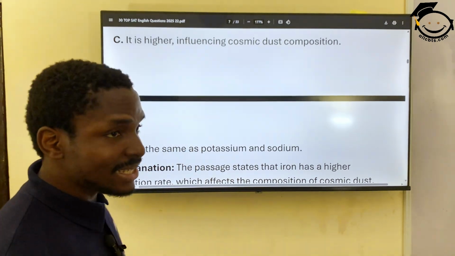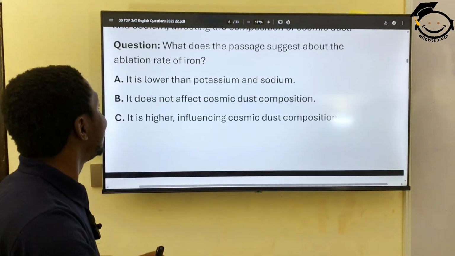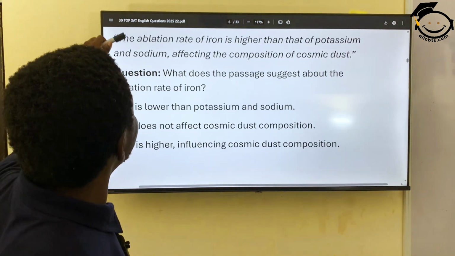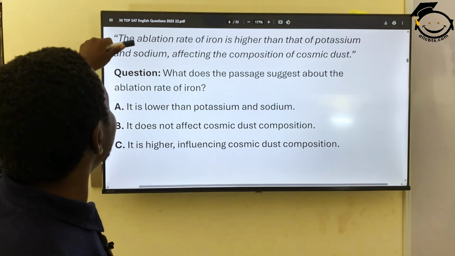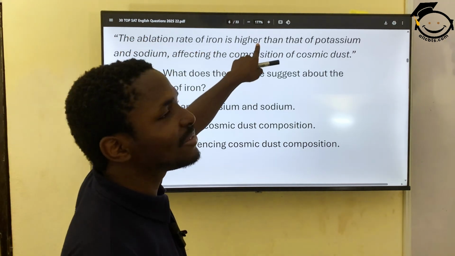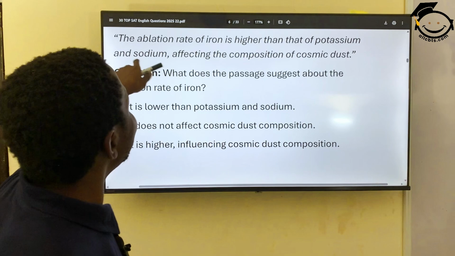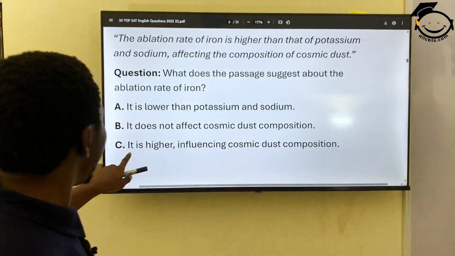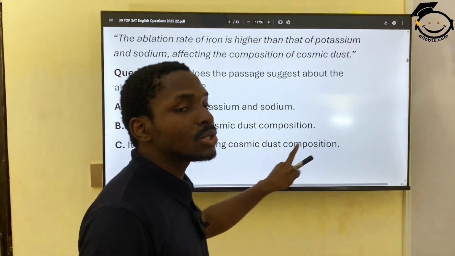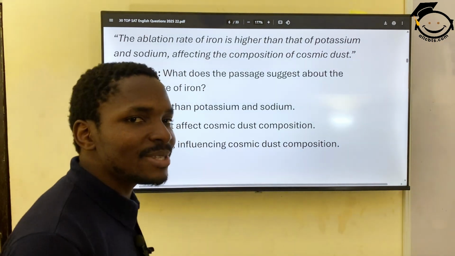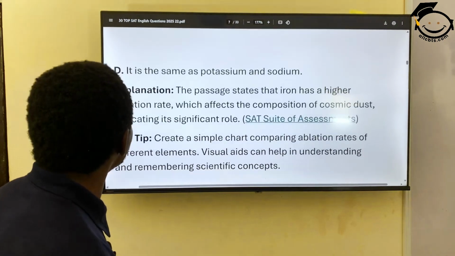Like the tactics we've been using, you go back again to the excerpt. The ablation rate of iron is higher than that of potassium and sodium. So you can see the answer right there, affecting the composition of cosmic dust. So our answer will be what? It is higher, influencing cosmic dust composition. Are you still there? Now question 6.